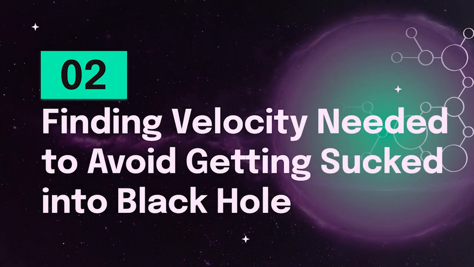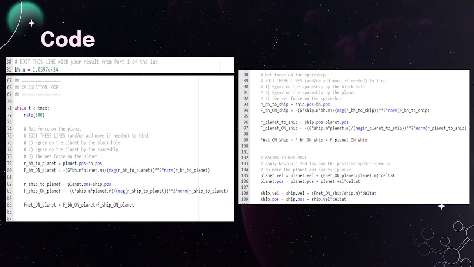For part 2 of the lab, I found the initial velocity needed to avoid getting sucked into the black hole. For the code for this, I again used the code that was given to me by the professor, and I changed certain parts. For line 31, I put the mass from part 1 in. For 79, I did vector displacement from the black hole to the planet. For line 80, I used the gravitational force formula. For 82 to 83, I repeated the same process for gravitational force on the planet by the ship. And for 85, I added the forces for net force.